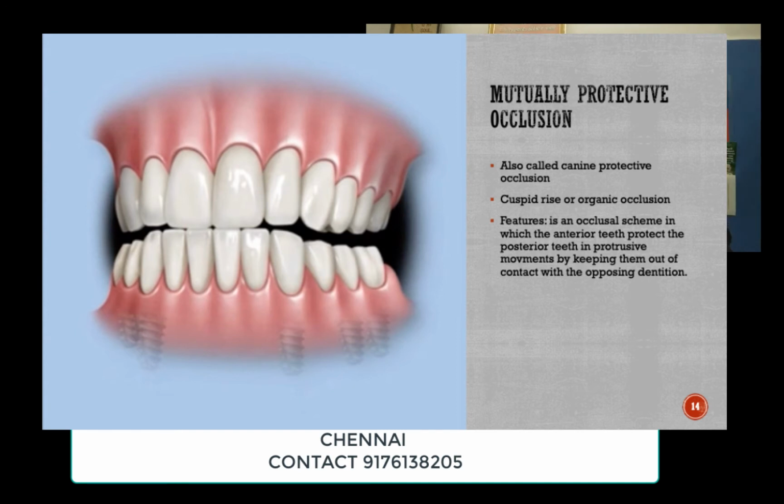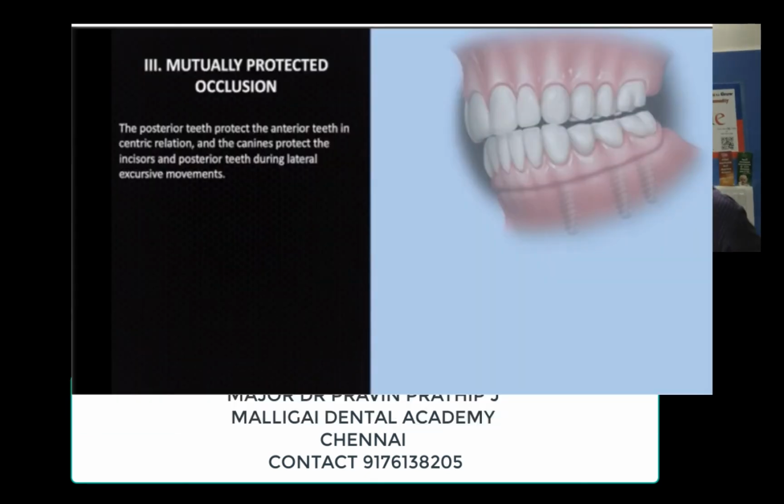Now, what is the characteristic feature? The characteristic feature is an occlusal scheme in which the anterior teeth protect the posterior teeth in protrusive movements by keeping them out of contact in the opposing dentition. When you protrude the jaw, the anterior teeth will prevent the posterior tooth contact. So this will help the posterior tooth. So in mutually protected occlusion, the posterior teeth will protect the anterior teeth.